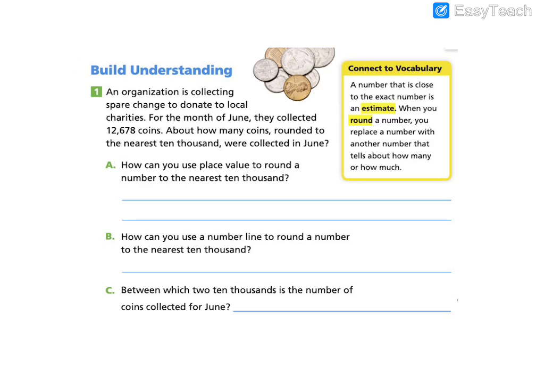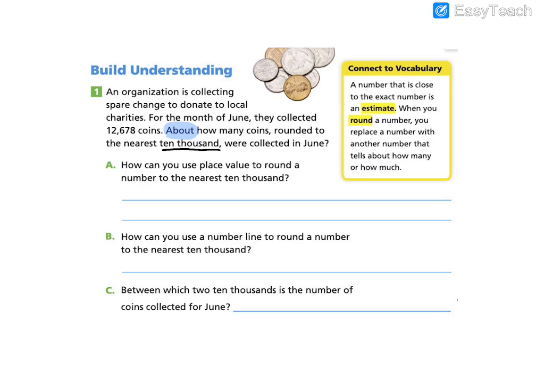Take a look at our build understanding. Number 1, an organization is collecting spare change to donate to local charities. For the month of June, they collected 12,678 coins. About how many coins, rounded to the nearest 10,000, were collected in June? So we see this word about, giving us a clue we're looking for an estimate. But then it gives us a really specific number it wants us to round to. It says to round to the nearest 10,000.